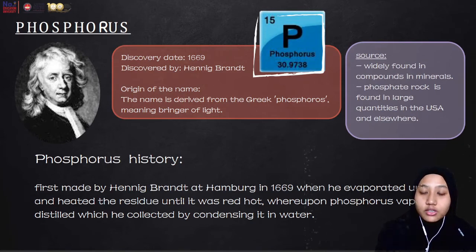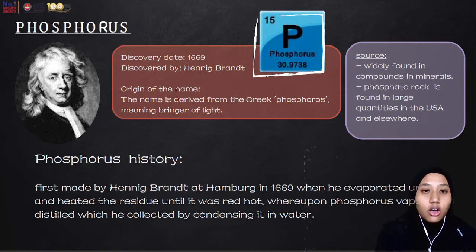The second element is phosphorus. Phosphorus was discovered by Hennig Brand in 1669. The name is derived from the Greek phosphoros, meaning bringer of light. Phosphorus is widely found in compounds in minerals. Phosphate rock is found in large quantities in the USA and elsewhere.